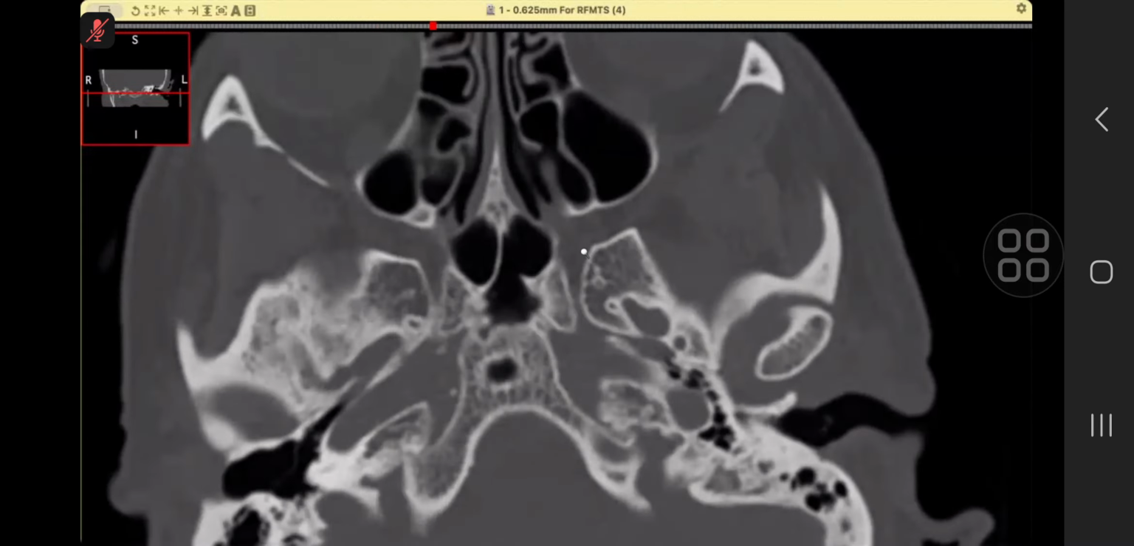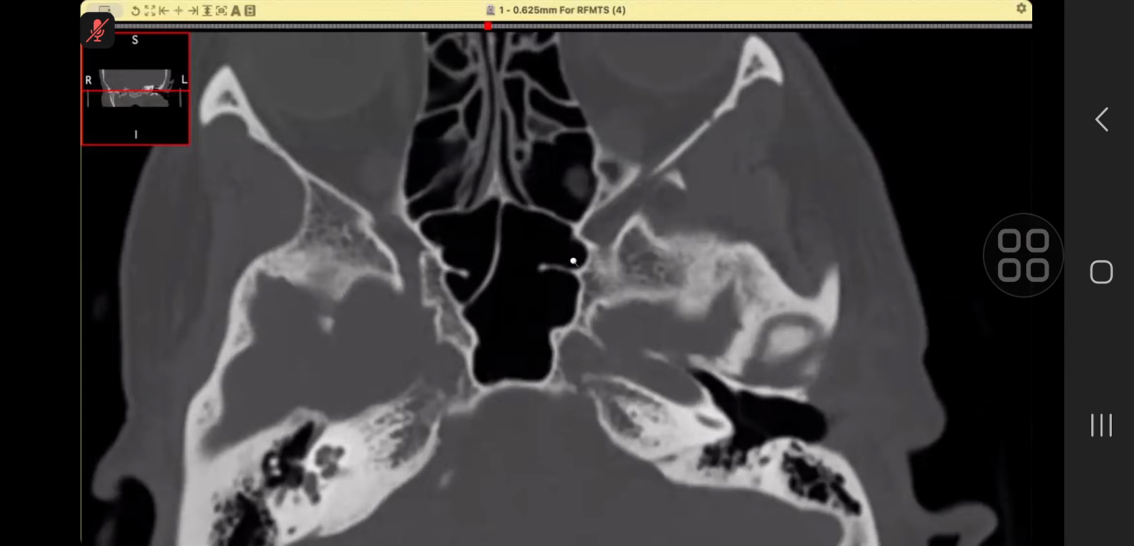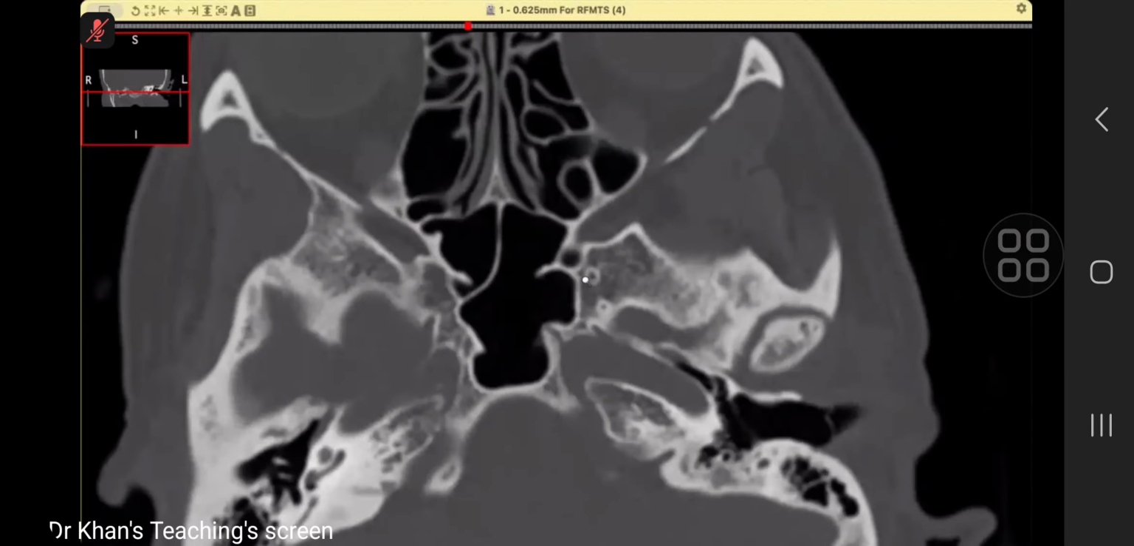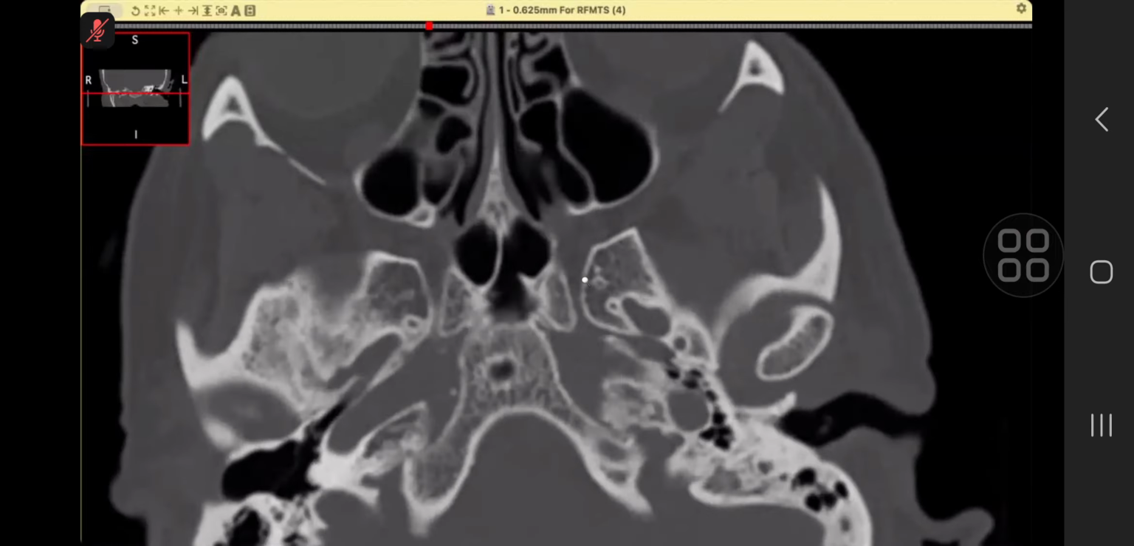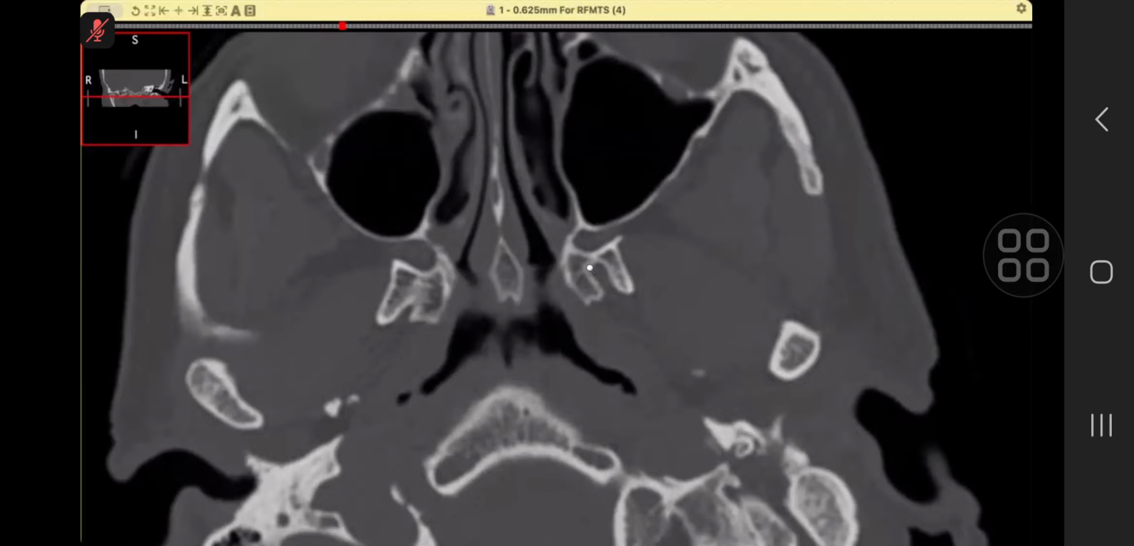And what is sitting here? Remember, next to the foramen rotundum, what is sitting there? Cavernous sinus. So if there is an infection which goes inside, it will produce cavernous sinus thrombosis. So that is why it is a very, very important junction or landmark.